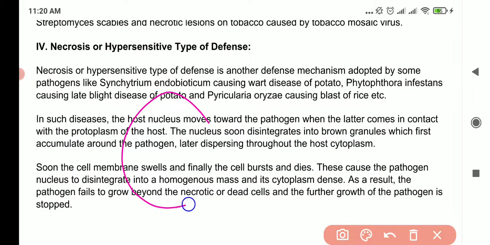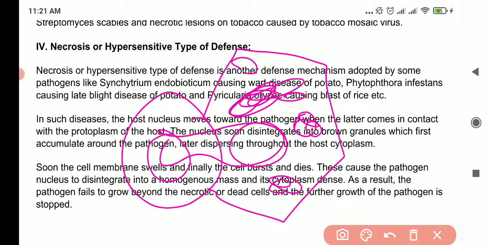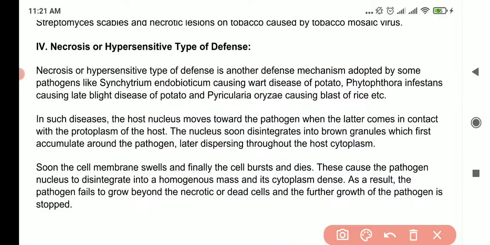So it's like this: this is the fungus and this is the plant cell. Let's say this is the nucleus of the plant cell. When these two nuclei reach together, some granules get formed, and it will just blast and destroy the cell, and also destroy the pathogen. So with this, this is done for the histological defense.